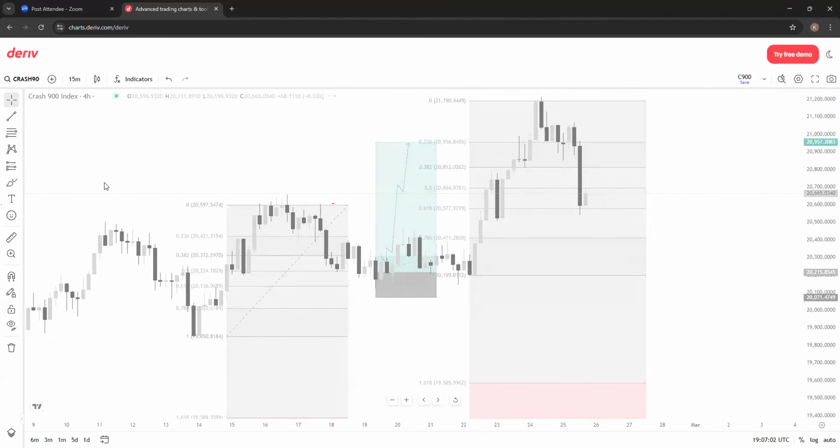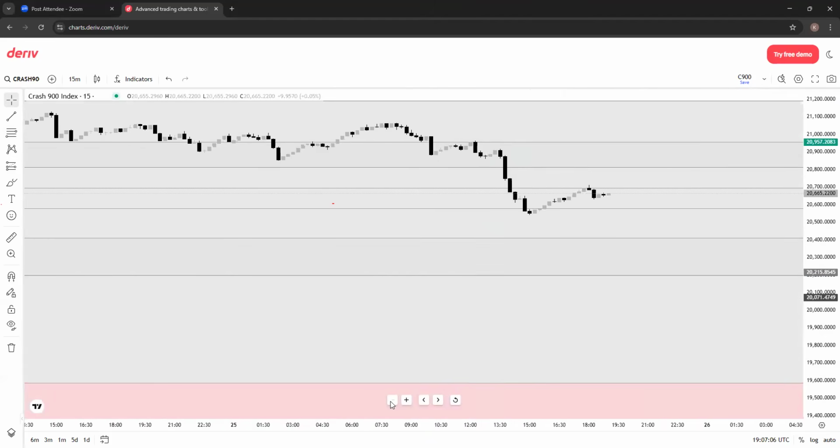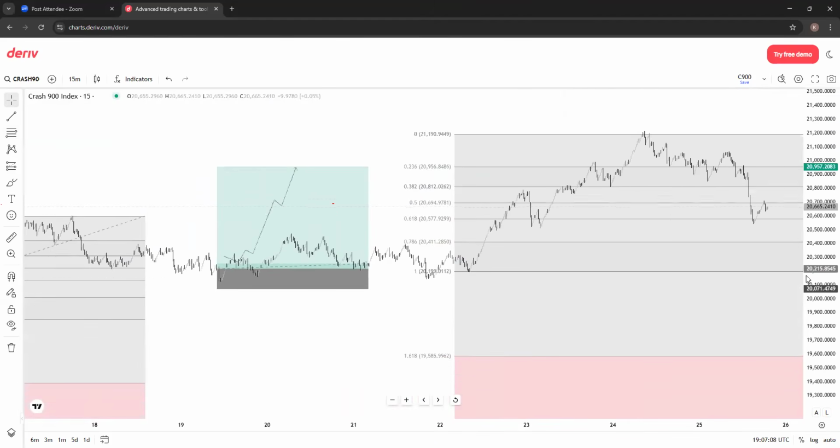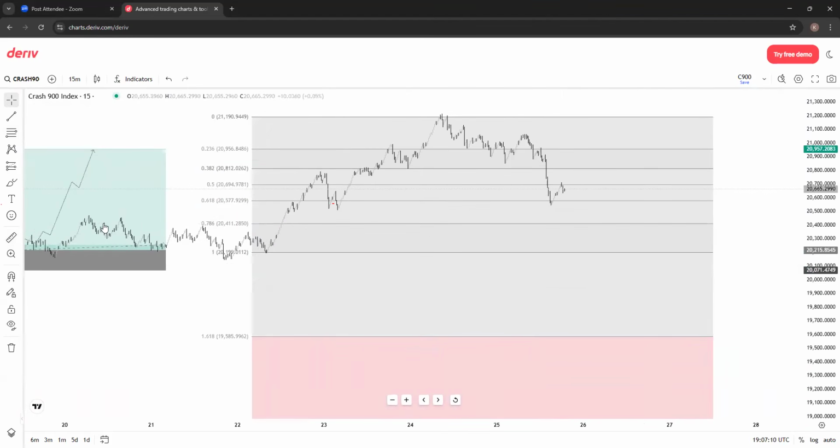So what if we move on to M15? What are we going to see? We're going to see our market structure, trending down: high, low, high, low, high, low. So now what we just want is a change of character in the break of structure, and then we continue.